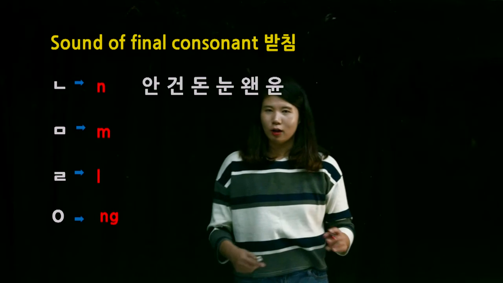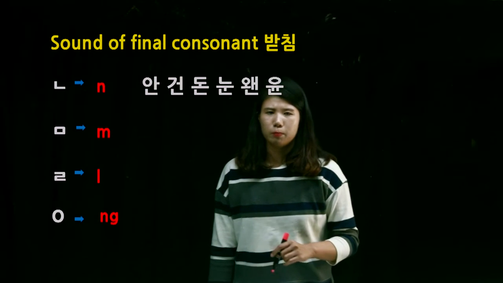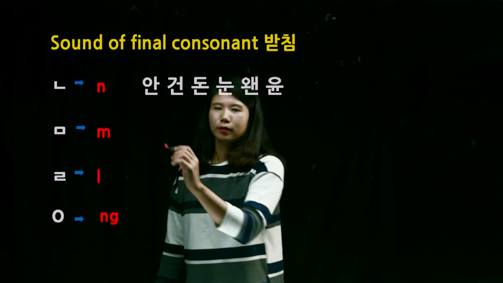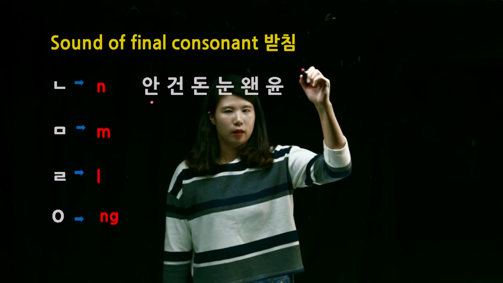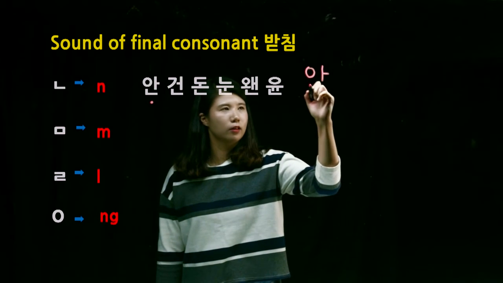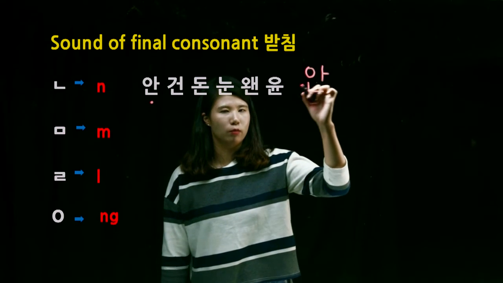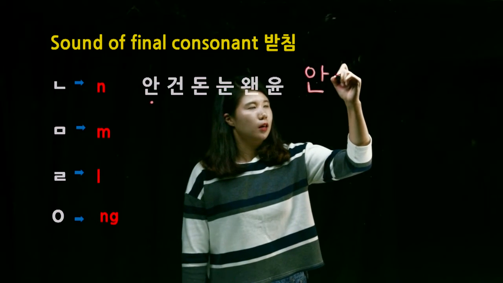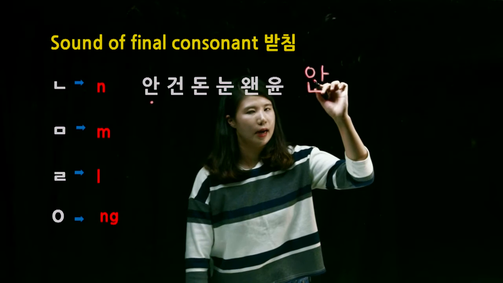Okay. Let's try reading syllables with final consonants. This may be a bit confusing at first, but once you get the hang of it, it will really, really be easy. Okay, let's look at the first syllable first. You see there's 아, and on the bottom you might see the final letter, 니은. In Korean, when you write a final letter, it always goes on the bottom. Okay, let's try reading it. 아, and then 니은. So it becomes 안.